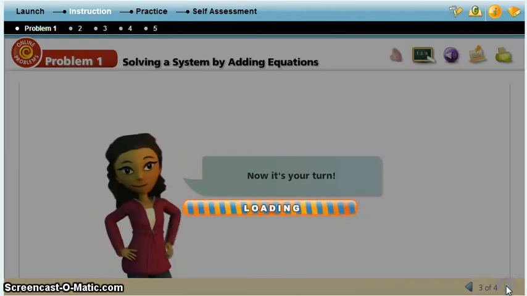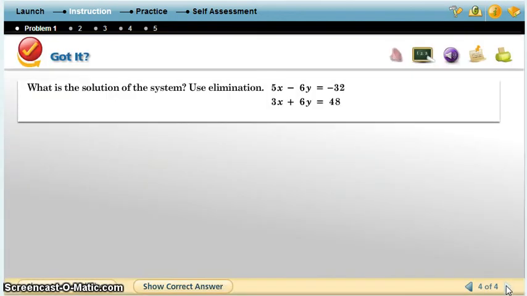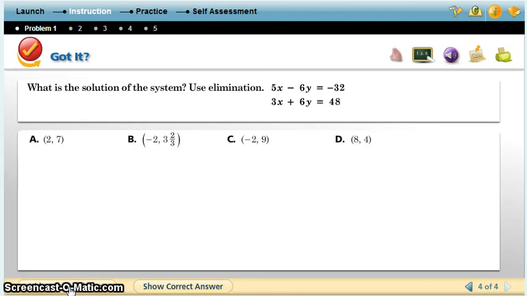All right, so now it's your turn. I want you to solve this system of equations, determine which variable you need to eliminate, determine if you should add or subtract, and then actually go ahead and solve this system and give me the intersection. Now, I am going to show you some answer choices that you can pick from.